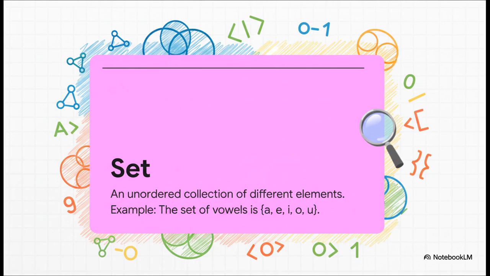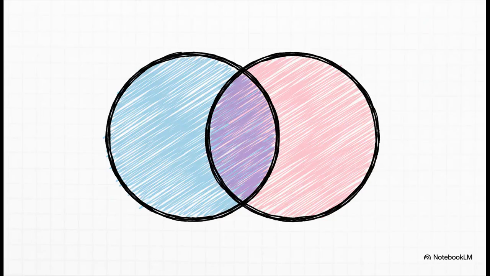Think of it like a bag of stuff where the order doesn't matter at all. The set of vowels is A, E, I, O, U, and that's the exact same set as U, O, I, E, A. For computer science, sets are the main way we think about grouping data. And of course, we've all seen Venn diagrams. They're perfect for visualizing how sets interact.